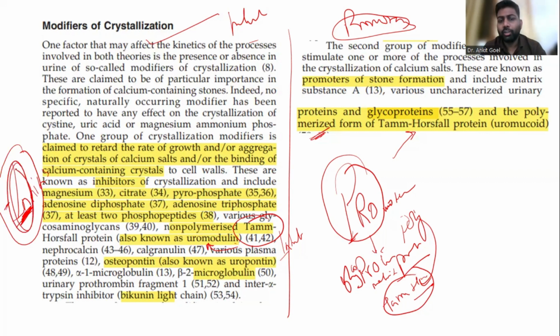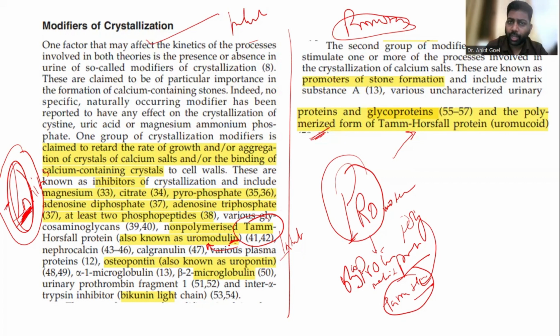If you find uromodulin, it will be an inhibitor. But if you find a uromucoid, it will be a promoter. Modulin will be an inhibitor because it has "in". If you find a microglobulin, it will be an inhibitor. If you find a bikunin, it will be an inhibitor. If you find an osteopontin, it will be an inhibitor, because all of them have "in" at their end, which stands for inhibitor. This is just to help you remember so that you don't get confused in your options and you confidently knock out the wrong options. So this is just going to help you in your exams.